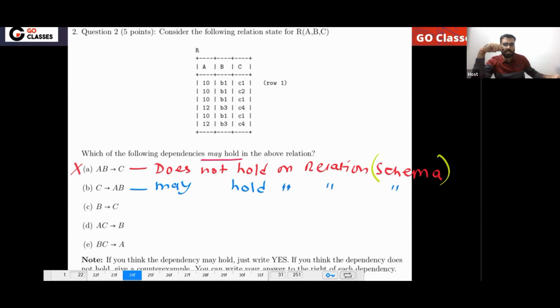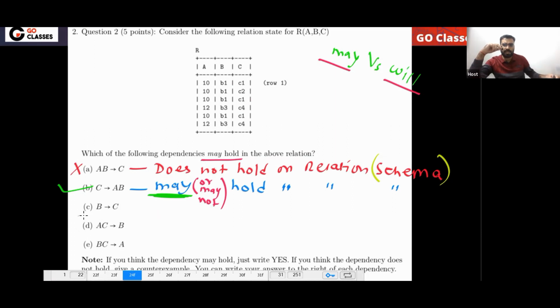Agree or not? Yes or no? This may hold, may or may not. Remember, I am not saying that this will hold. Please understand the difference between may versus will. I am saying this may or may not hold.